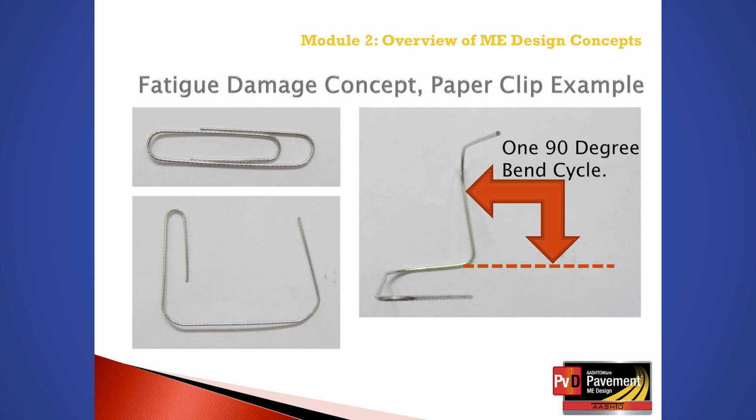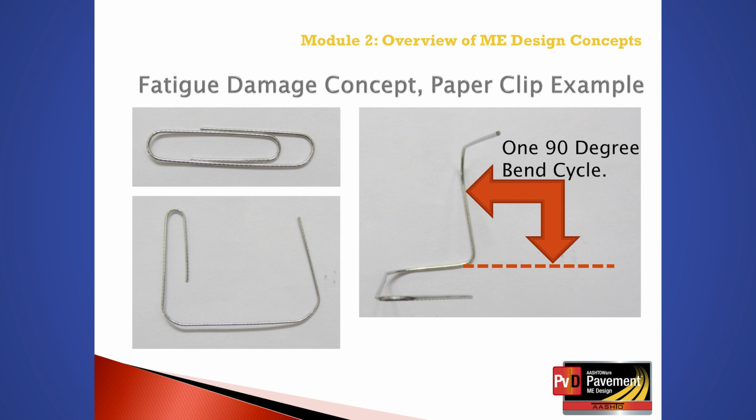This example is referred to as the paper clip fatigue example. In summary, take a paper clip and expand it out along the straight portion as shown on the screen in the picture in the lower left-hand part of the screen. Bend the straight portion of the paper clip to a defined angle as shown in the picture on the right-hand side of the screen. The bend angle shown in the picture for this case is 90 degrees.